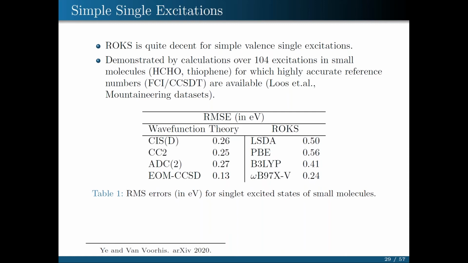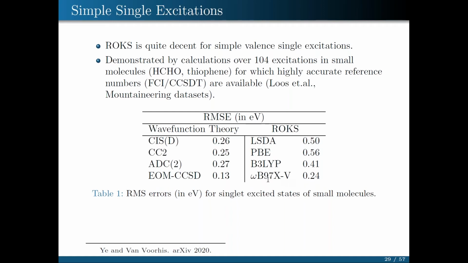The cases in question would be 104 excitations in small molecules like formaldehyde or thiophene, for which very highly accurate reference values at FCI or at least CCSD full triples level were computed by Loos et al. for their mountaineering datasets. My friend Hongzhou Ye from Troy Van Voorhis group computed the error in ROKS versus their benchmark values and compared against some well-regarded wave function theories like CIS(D) or CC2 for the dataset.